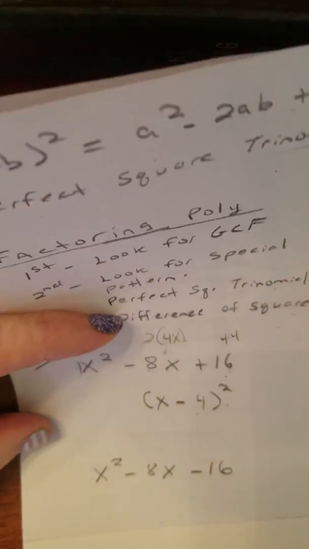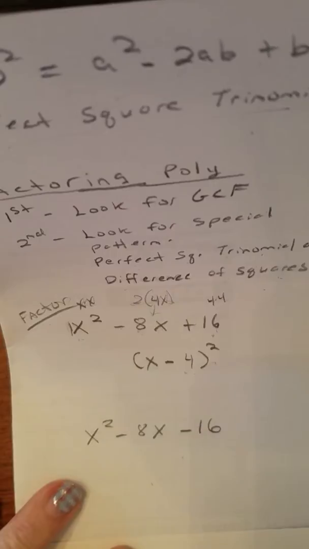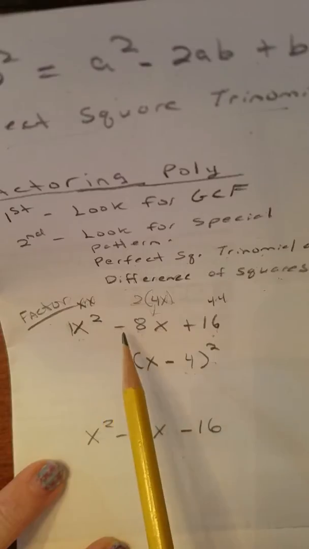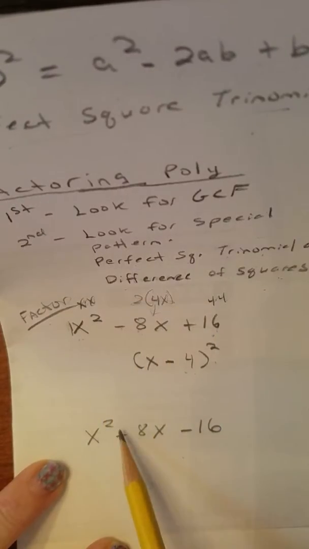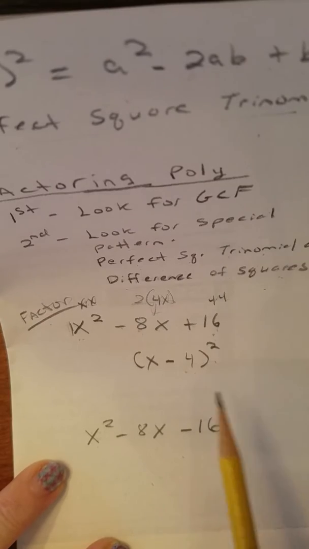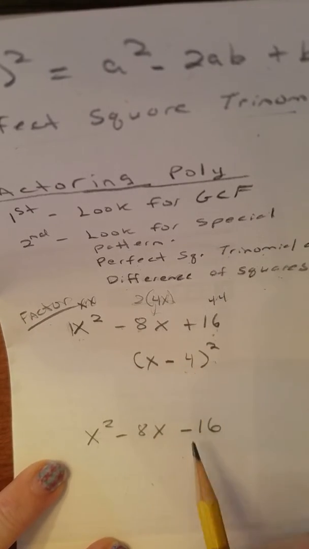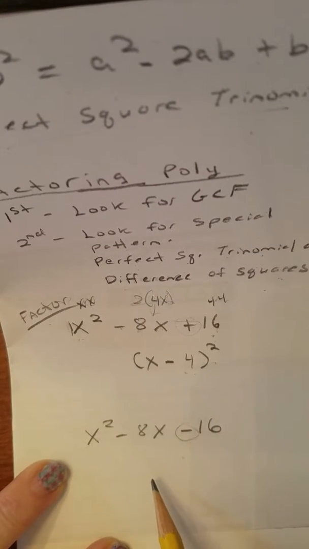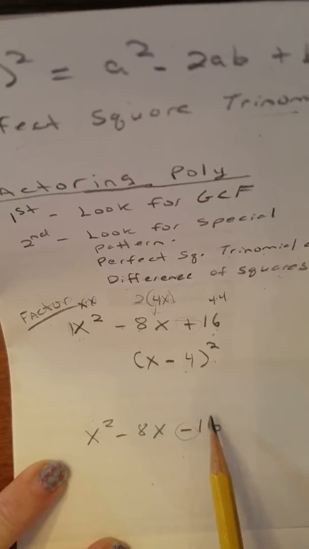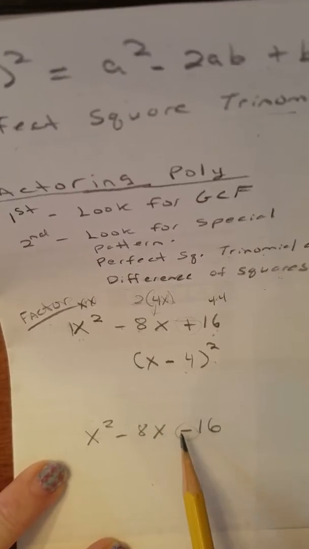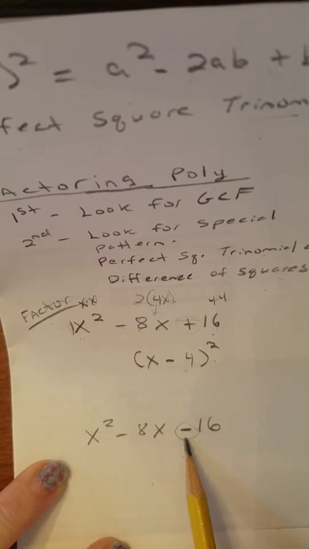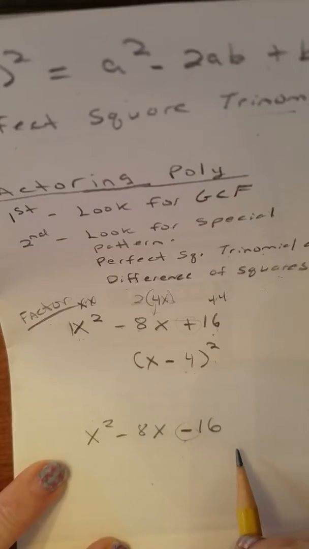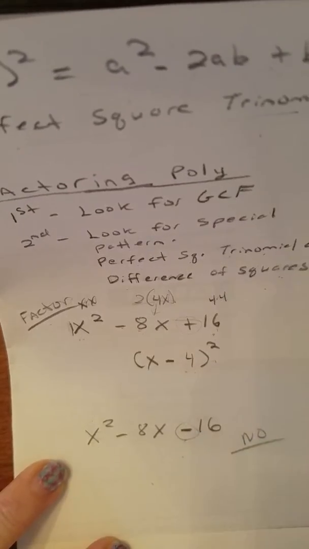Let's look at another one. Now look, this is x squared minus 8x minus 16. Notice it's the same thing except for this sign right here. This is not a perfect square trinomial, even though this is x times x and this is 4 times 4, because this is negative, so it can't be factored. It doesn't apply.